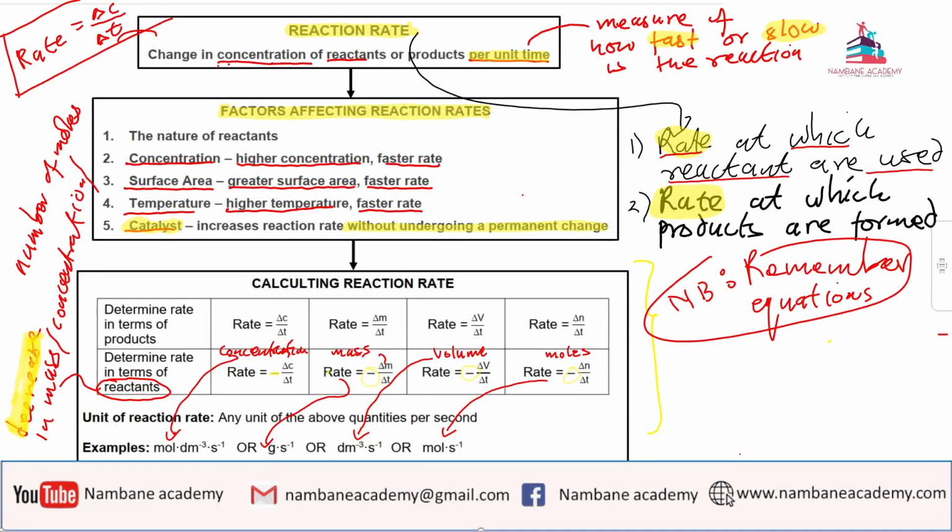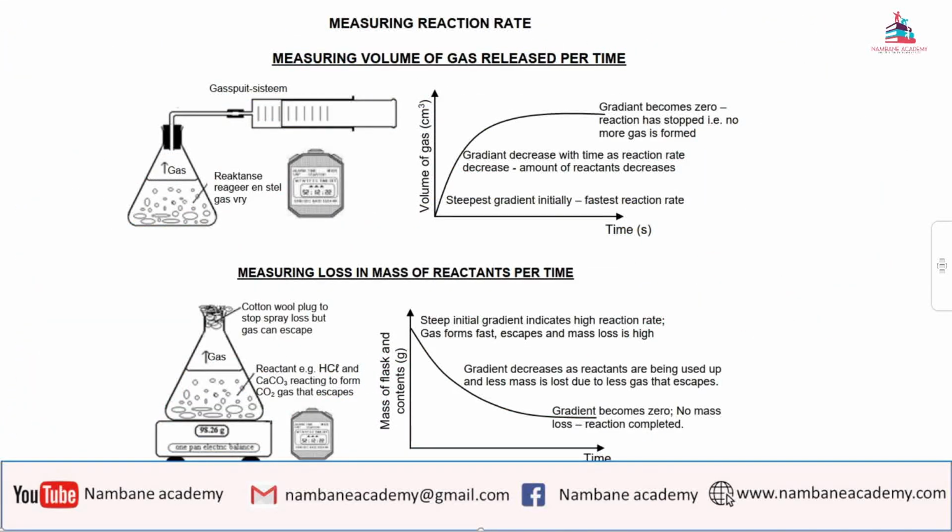We said it is the change in concentration of the reactants or products per unit time. Can we draw a graph and understand what this information is, the gradient of the graph that we are going to draw? Is it going to assist us in order to understand the basic concepts of reaction rate? Let's move further on. It says now, measuring the rate of reaction.